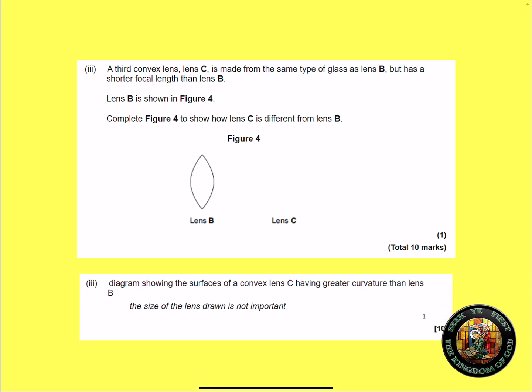Diagram showing the surface of a convex lens C having greater curvature than lens B. And that will get you the 1 mark, greater curvature. And that concludes our lesson today on lenses.